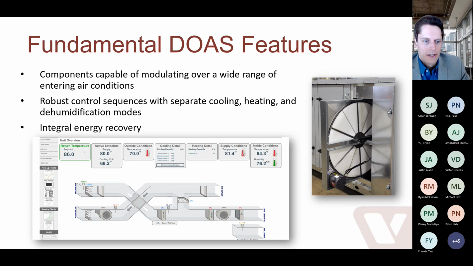So some other fundamental features, again, we mentioned the modulating components. Also, control sequences are really important, and we'll talk about that a little later too, but making sure you've got separate heating, cooling, and dehumidification modes is critical. And energy recovery, I've got some other slides to talk about that, but that is another critical part of DOAS units because you're bringing in outside air. You want to be able to pre-cool or preheat that air, and that makes a big difference.